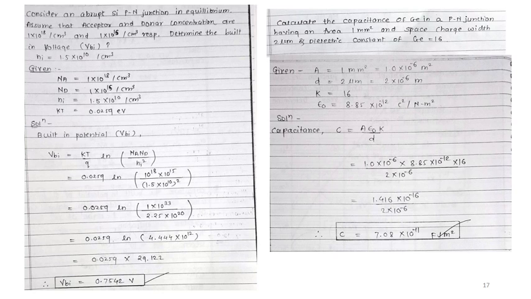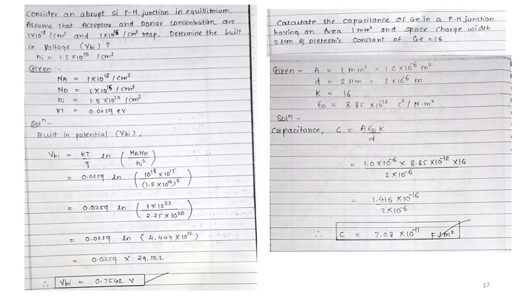Then we will go to some numericals. Consider an abrupt PN junction in equilibrium. Assume the acceptor and donor concentrations are given: Na is 10 to 18 and Nd is 10 to 15 per centimeter cube. The intrinsic carrier concentration is given. Solve it in your notebook step by step, thoroughly. Finally you get the built-in potential 0.7542. Check your answer when you solve it in the notebook.